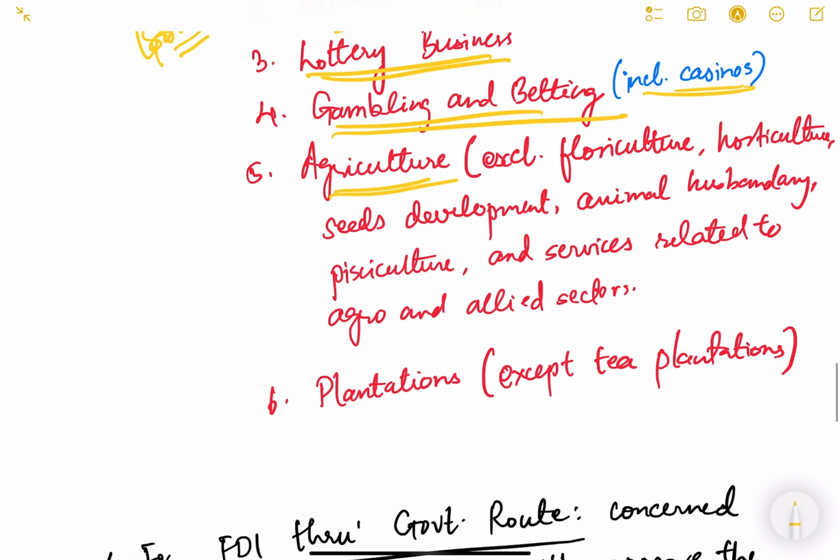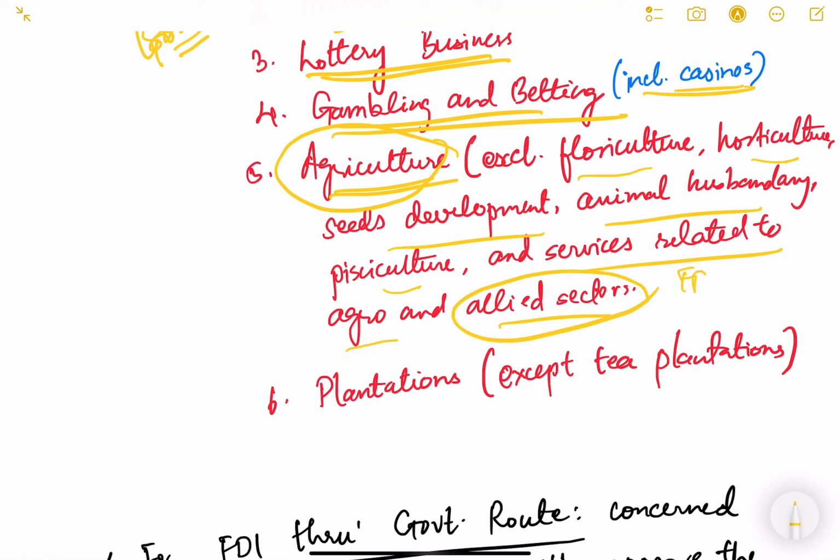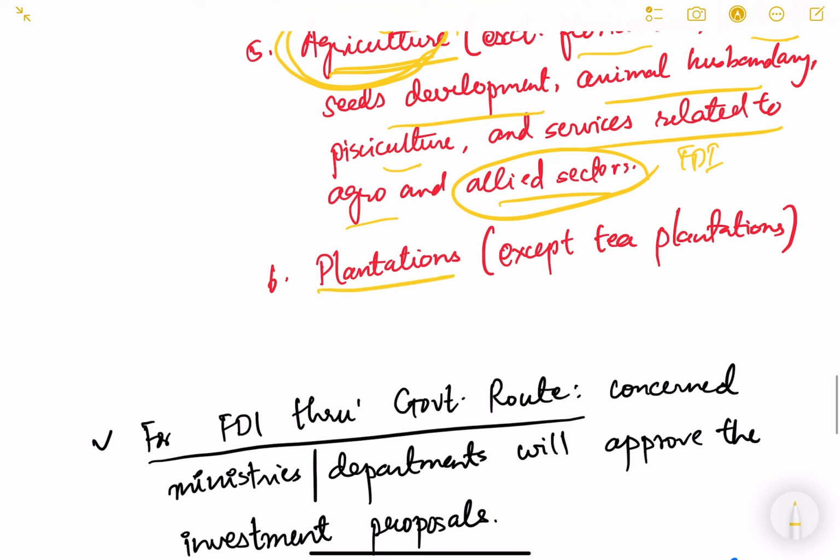Then in agriculture, FDI is not allowed. But floriculture, horticulture, seeds development, animal husbandry, pisciculture and services related to agro and allied sectors are allowed. FDI is allowed in these particular sectors, but apart from these, anything else in agriculture is not allowed. And in plantations also FDI is not allowed except for tea plantations. So in tea plantations FDI is allowed. So just keep this in mind.